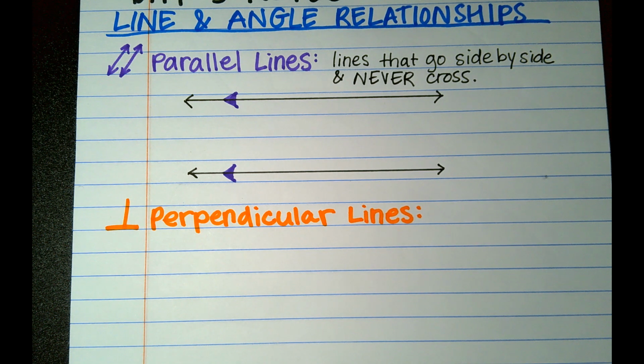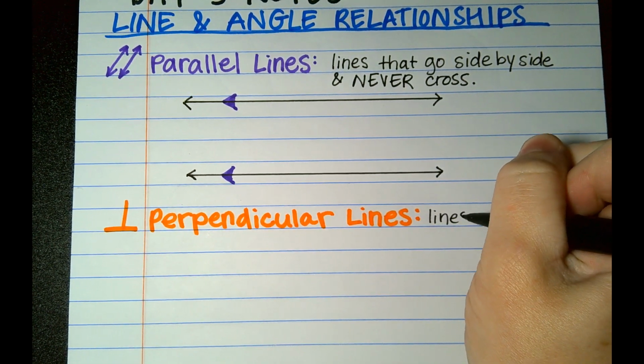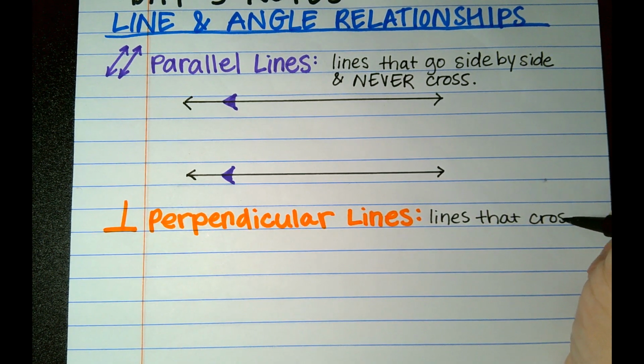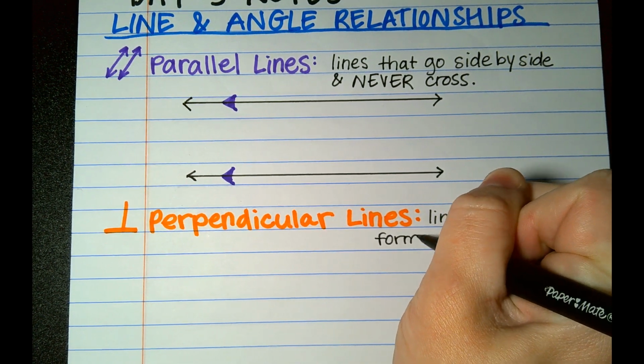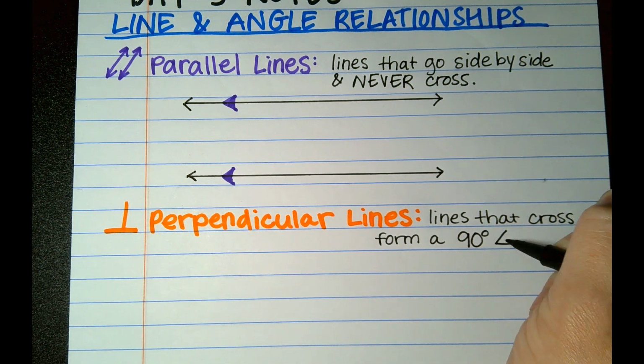40? Not 40. 90. Yeah, it's going to be two lines that intersect at a 90-degree angle. It creates a 90-degree angle at all four angles. Four 90-degree angles. So, lines that cross and form a 90-degree angle.